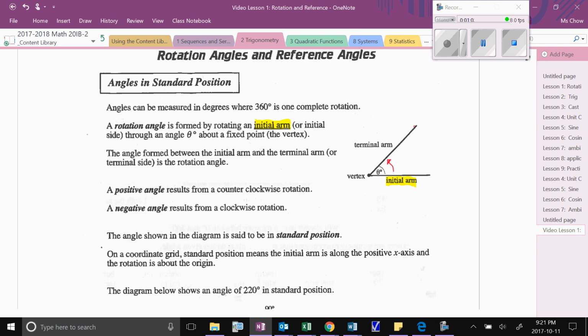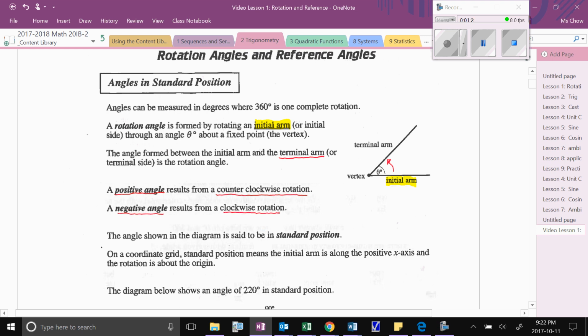So positive angle is what we will typically go in, and that's going to be in counterclockwise rotation. A negative angle will be a clockwise rotation. So we've got the initial arm, the terminal arm, and positive angle being counterclockwise. So that's most of the time, and occasionally you'll also see a negative angle that happens in a clockwise rotation.